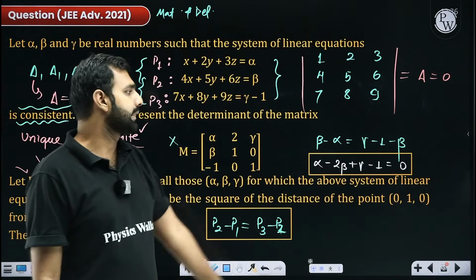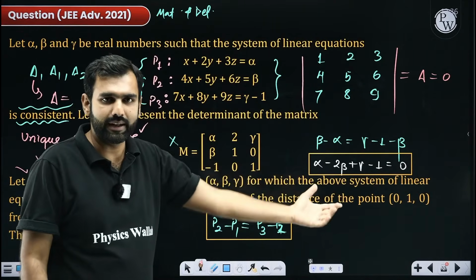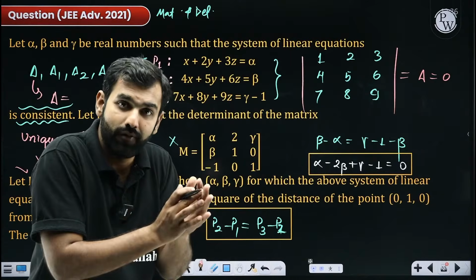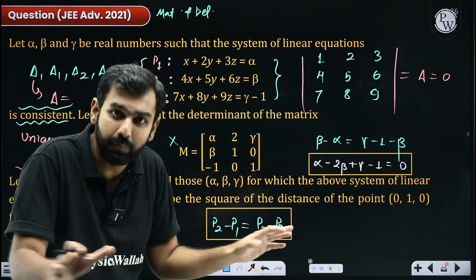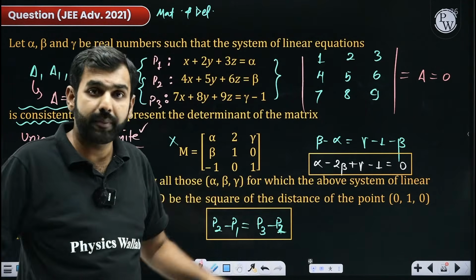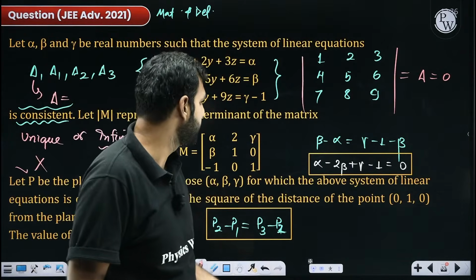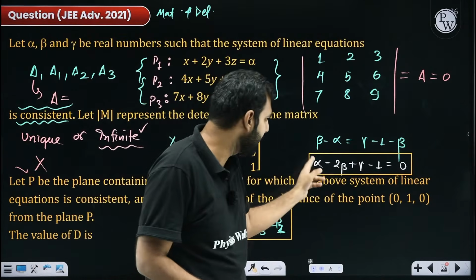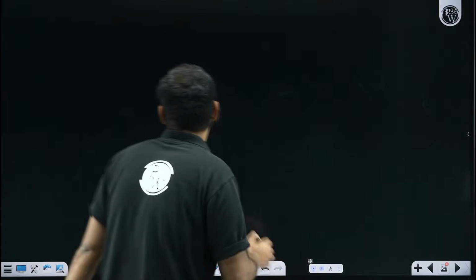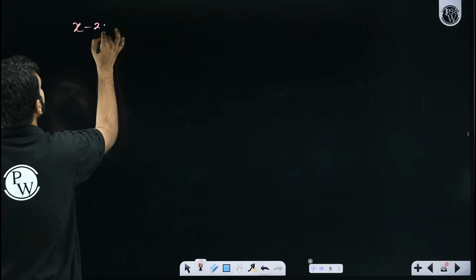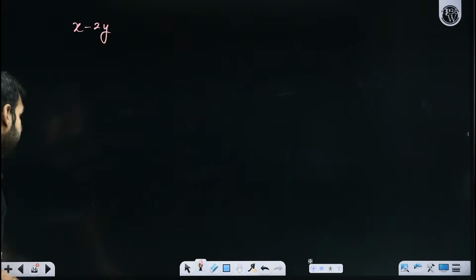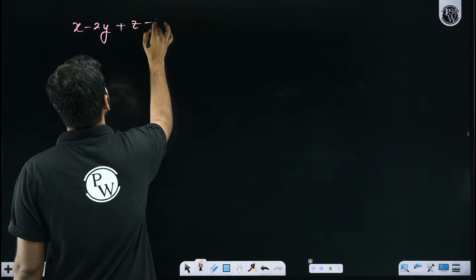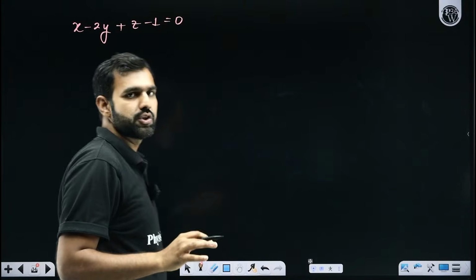Okay, so this alpha, beta, and gamma technically is a family of points, a collection of points, which is forming a plane. Indeed, it is forming a plane. Alpha is x, beta is y, gamma is z. So if I replace it by x, y, z, I will get x minus 2y plus z minus 1 is equal to 0 as the equation of the plane.